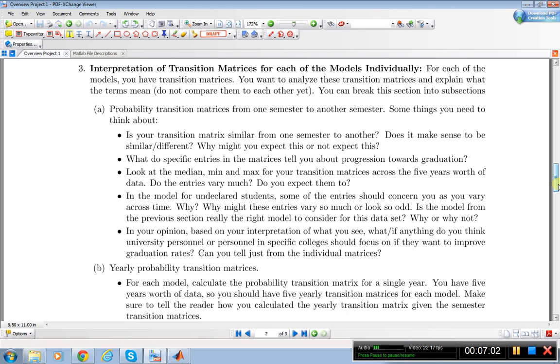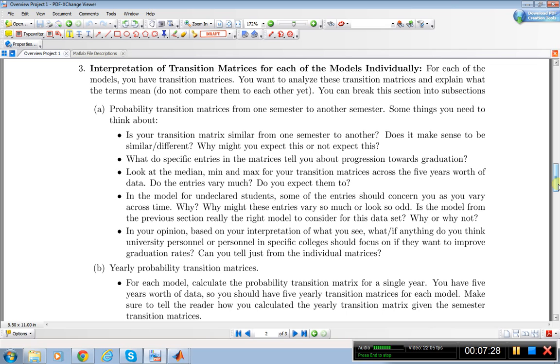So you have different transition matrices for each semester going to the next semester. Are they the same? Are they not the same? Why does it make sense for them to be the same or not the same? Do you expect this, or did you expect something else? So then what do the entries in the matrix tell you about progression towards graduation when you're talking about being a freshman, sophomore, junior, and senior?